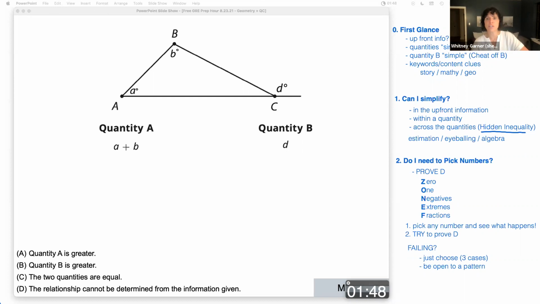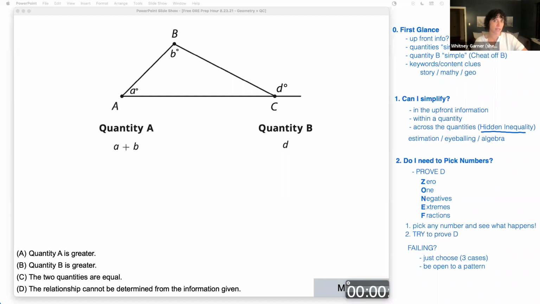All right, so this one took a little bit longer. That's okay. Upfront information, we've got triangles. I don't see any real numbers given. The quantities are, I can't really cheat off of B, so to speak. Quantity B is not a simple number. I'm looking for it to be a number, not like a variable.